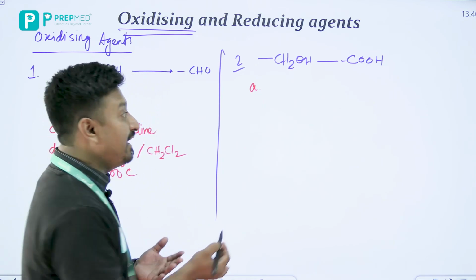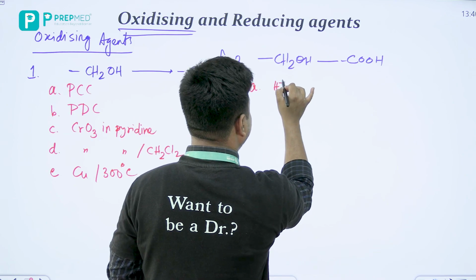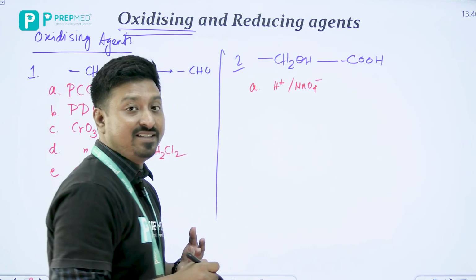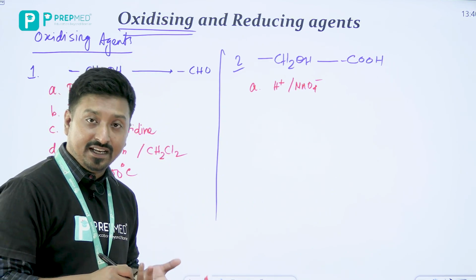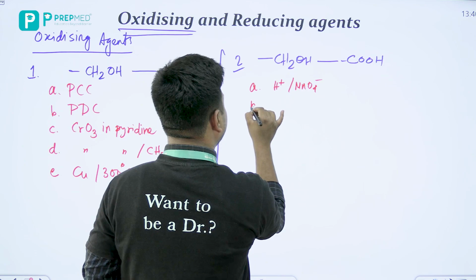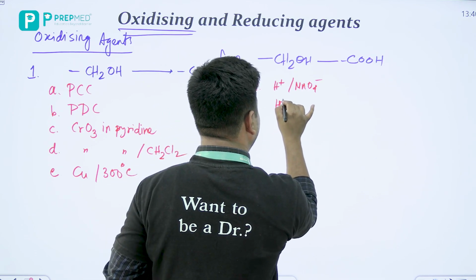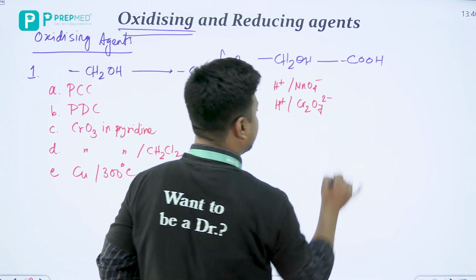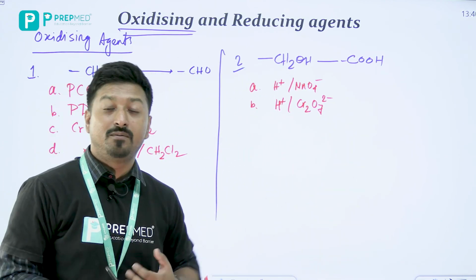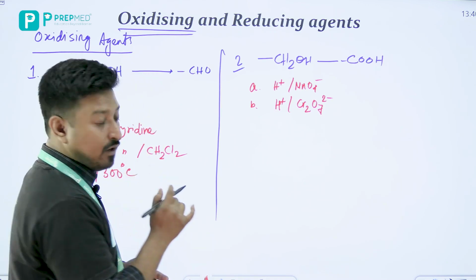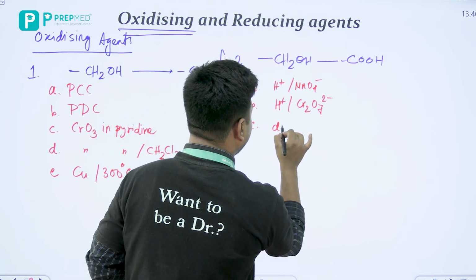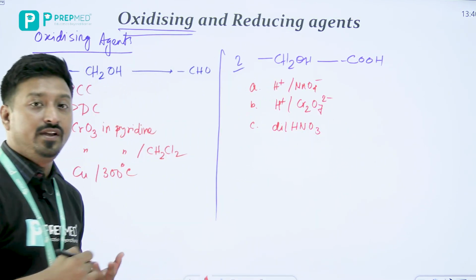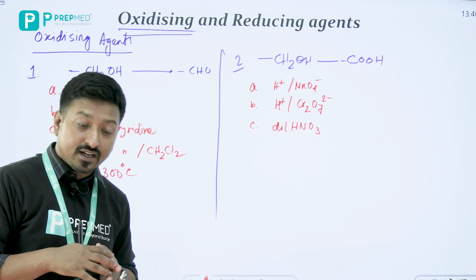So we know that in acidic medium MnO4 minus, that is acidic KMnO4, or alkaline KMnO4, is a very good agent. Number B, also in presence of acidic medium we can use Cr2O7 2 minus, that is potassium dichromate in acidic medium. And also we can use dilute nitric acid for this conversion. It's a very convenient way.